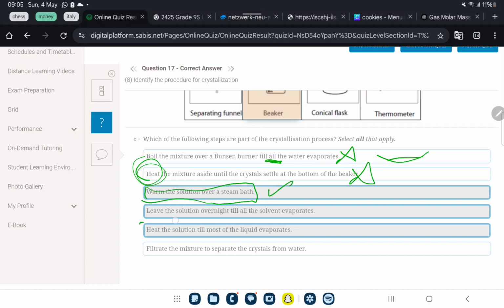Warm the mixture over a steam bath. Yes. Leave the solution overnight. Yes. Till all of the solvent dissolves. Then heat the solution till most of the liquid evaporates. Yes. Not all of it, most of it. Filtrate. Who brought filtrating into this? It's not invited, so immediately wrong.